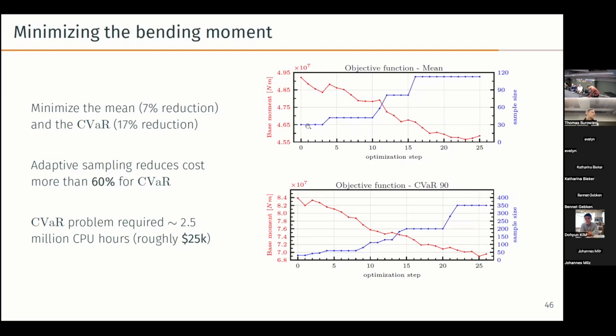It chooses the right sample size it needs at the beginning and increases it gradually throughout the optimization process in line with the decrease in the objective function, which is given in red. So this is just engineering data I'll list for you: the minimization of the mean reduced the objective function value by only 7%. However, the reduction in this conditional value at risk from a naive design was much more significant and close to 20%, which is quite important from an engineering point of view with respect to the CVaR.